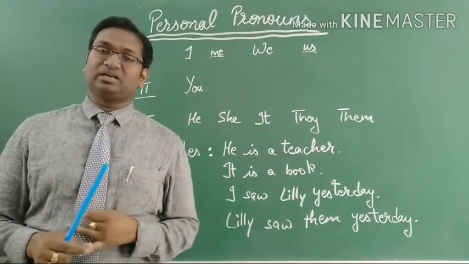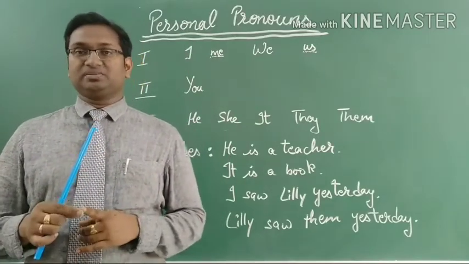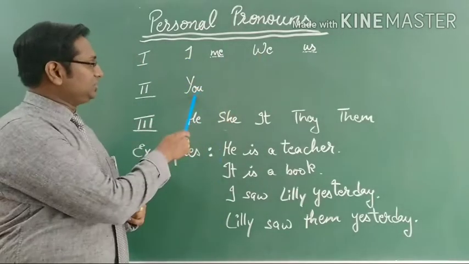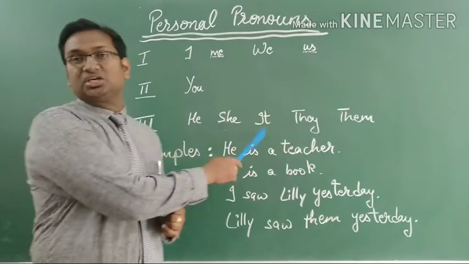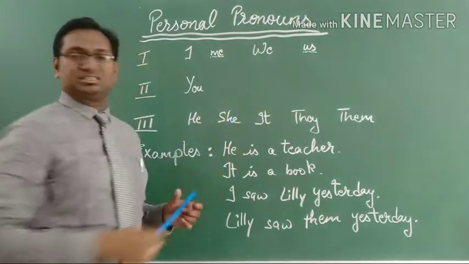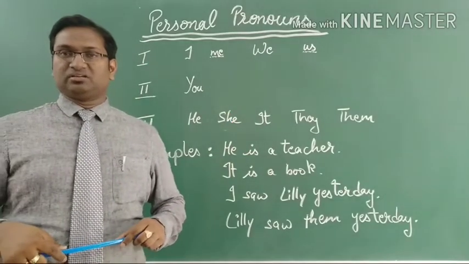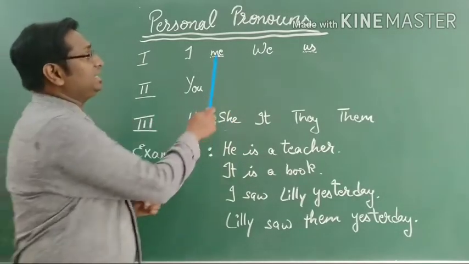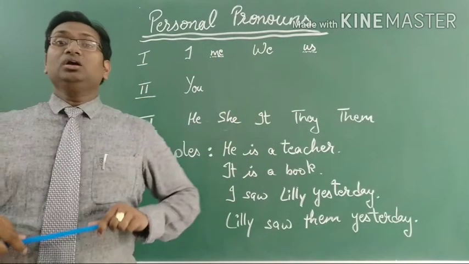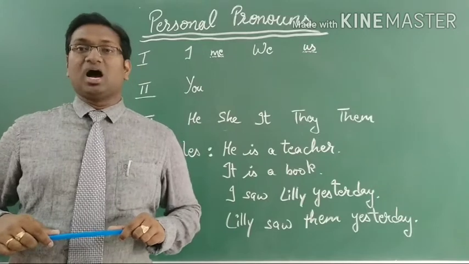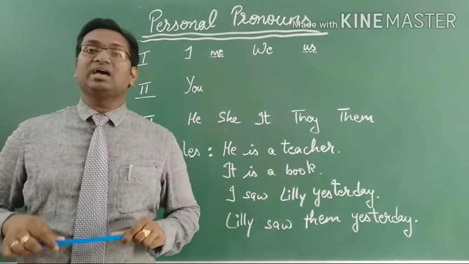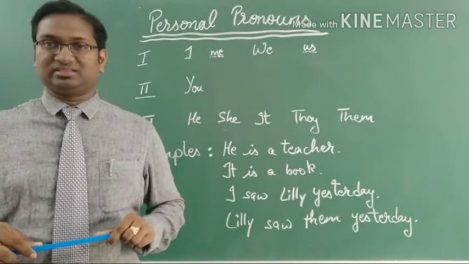So in personal pronouns, three persons are involved: first person, second person and third person. First person pronouns are I, we, second person you, and third person he, she, it, they, them. Over here I have also used me and us in first person. What does it mean? It means that me and us are your personal objects. They are used as objects in the sentence.